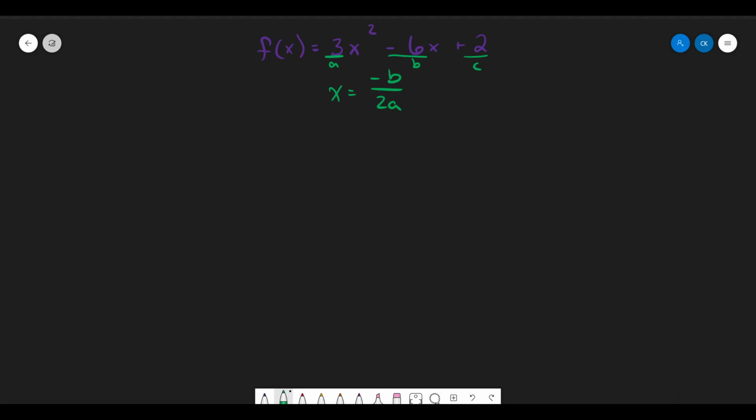So negative B, all right, so B is negative 6. So this is really saying negative 6 over 2 times 3. Okay? This negative always is there. B is negative 6, so it's negative 6. Negative 6 is just positive 6. 2 times 3 is 6. So my axis of symmetry is 1. So the x value of the vertex is 1.